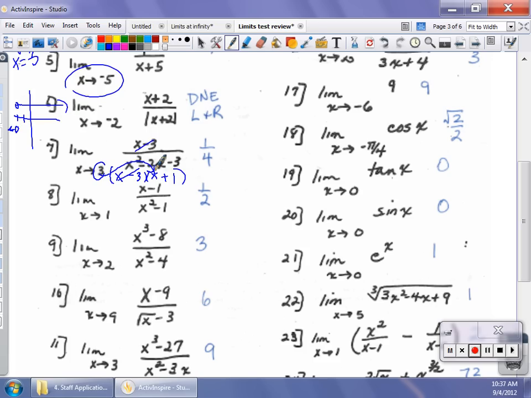In number 8, we have another removable discontinuity. If you factor x squared minus 1, the x minus 1's divide out. So now you can substitute the 1 in what's left over and get 1/2.